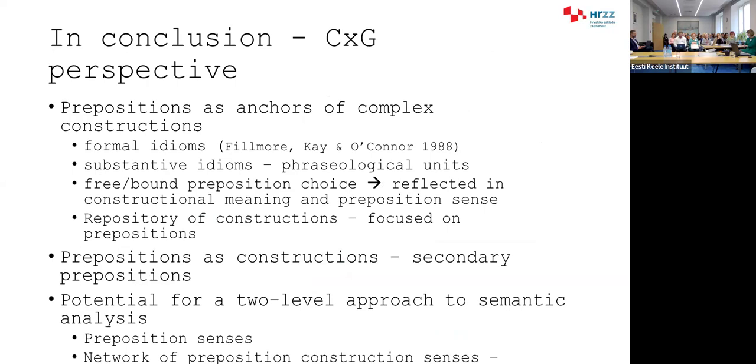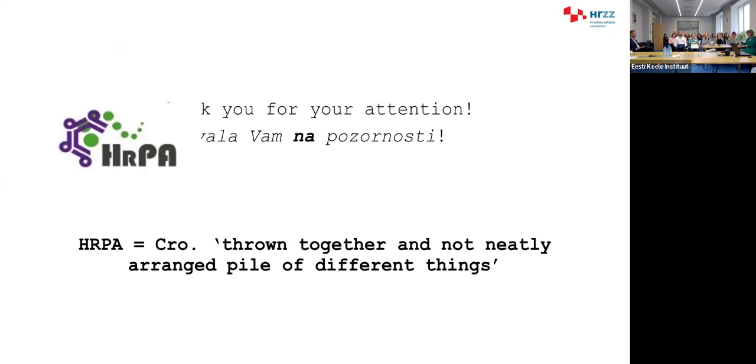So, final slide, in conclusion: we want to give a constructional perspective and look at prepositions as anchors of complex constructions. They're the carriers, the ones that semi-lexically build something, right? They are also constructions themselves, secondary prepositions. So you can go into prepositions per se. And we see here a potential for a two-level approach to semantic analysis of prepositions, where you look at preposition senses, at the same time looking at a network of preposition construction senses. It's not shown on the presentation, but I put inheritance links, which I think we can visualize and move into representing as a constructicon type of visualization for users at the end. Thank you.